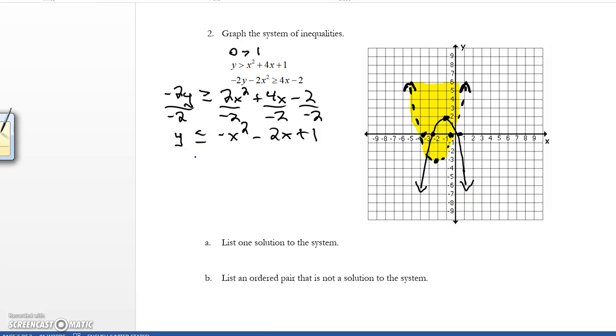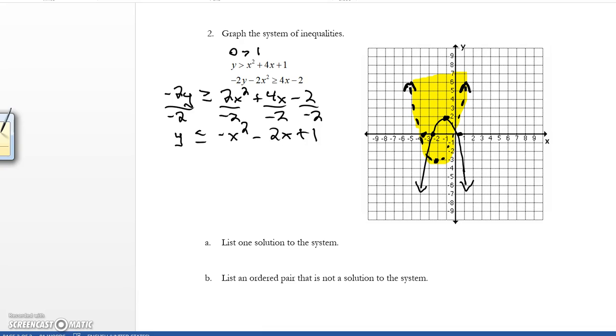Now we got to determine how to shade. Now for speed purposes here, I'm just going to shade by looking at this. It says less than or equal to, so I want to shade inside here. If I'm standing on this vertex, going up would be greater than or equal to. Going down would be less than or equal to. You're perfectly welcome again to test any point in the coordinate plane to determine if you have a true or false, or to shade in what direction.